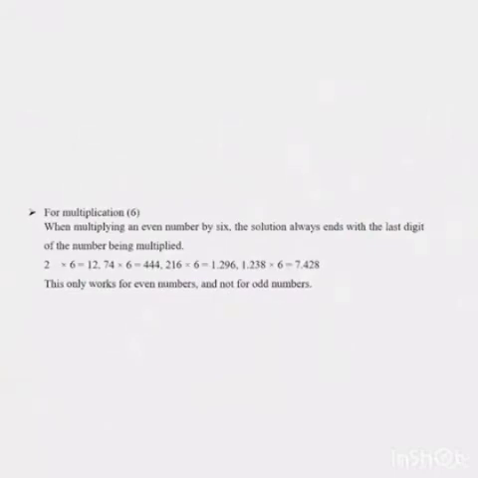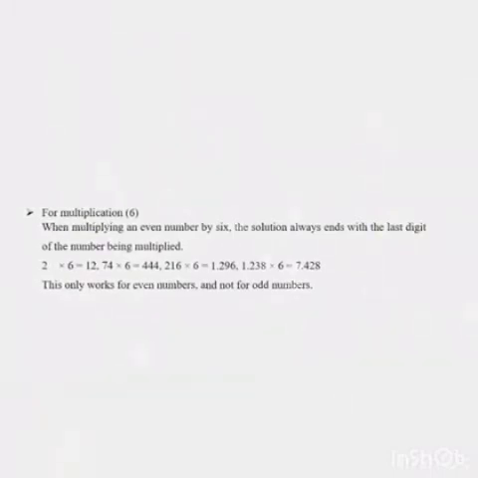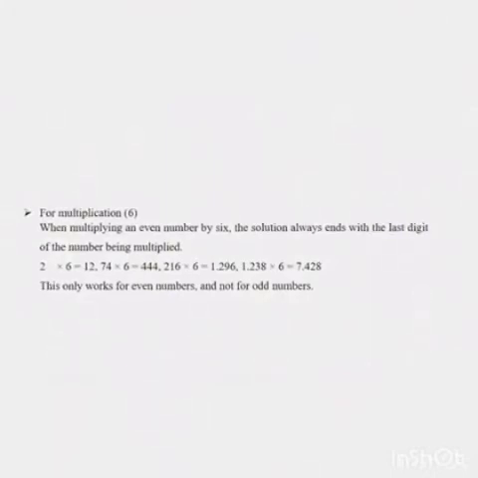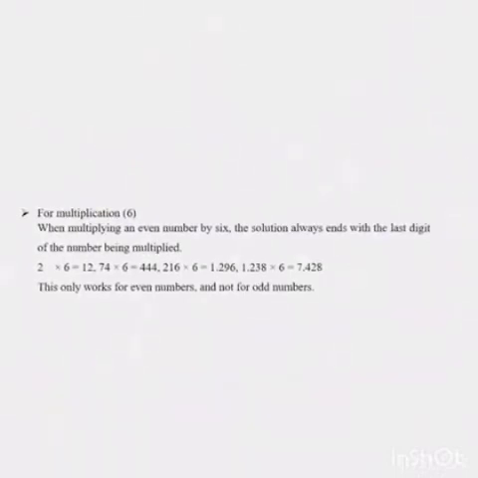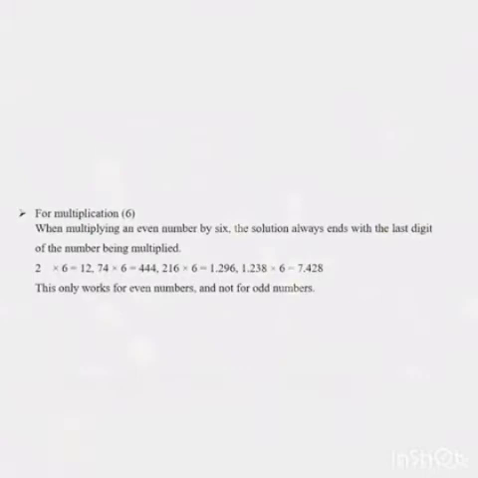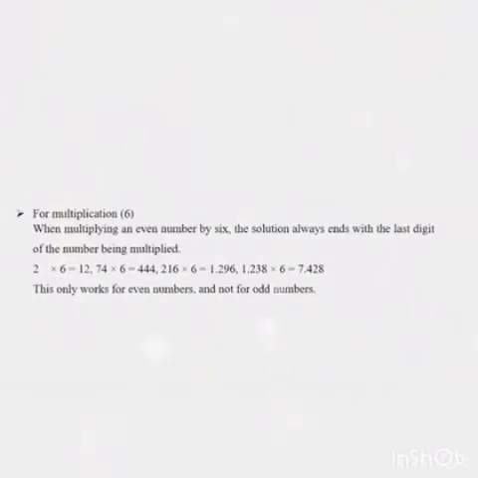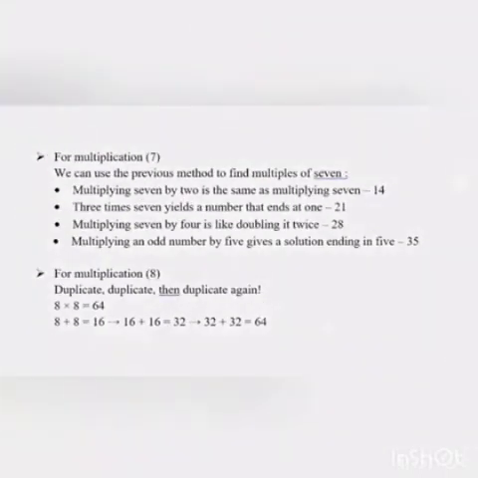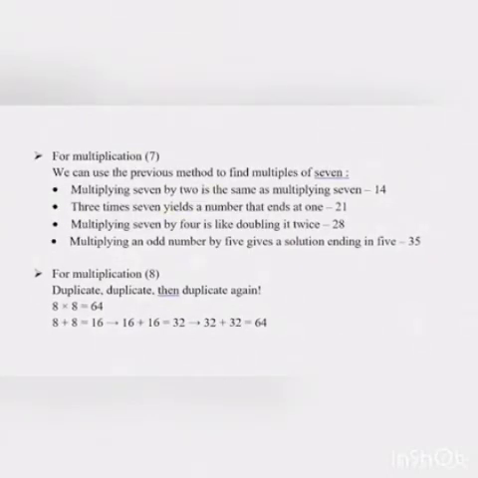For multiplication 6, when multiplying an even number by 6, the solution always ends with the last digit of the number being multiplied. 2 times 6 is 12. 74 times 6 is 444. 219 times 6 is 1296. 1238 times 6 is 7428.